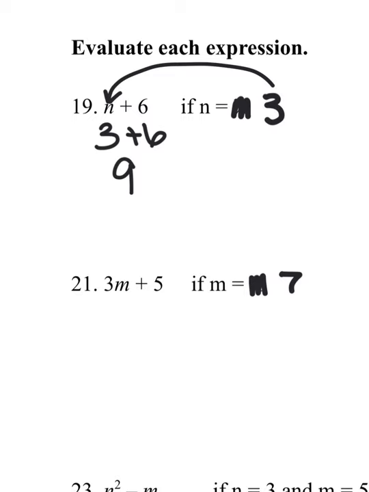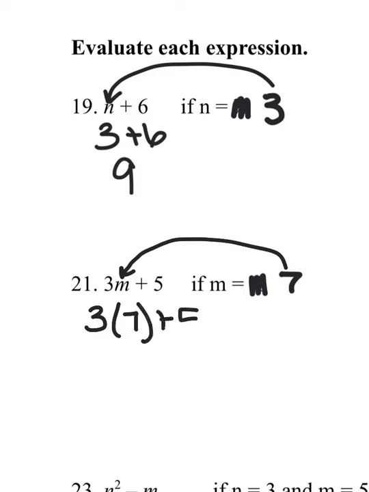Same thing, we're going to be plugging in m. M equals 7. I'm going to put 7 in where we have m. Again, we don't have any space between 3 and m, which means we're going to be multiplying. So we have 3 times 7 plus 5. Now 3 times 7 gives us 21. Now we're going through PEMDAS here. Plus 5 is going to give us 26.